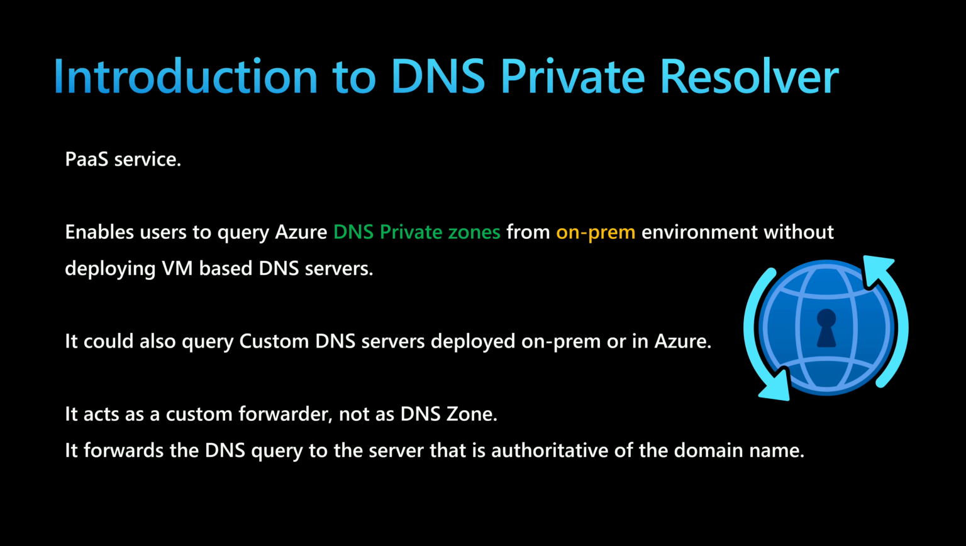With DNS Private Resolver, now you use it as a PaaS service within Azure to enable users to query Azure private DNS zones from on-prem environment without deploying virtual machine-based DNS servers. So it will unlock the three scenarios: from on-prem to Azure, Azure to Azure, and Azure to on-prem. The DNS Private Resolver will act as a custom forwarder, not as a DNS zone. It will forward the DNS query to the server that is authoritative for the domain name.